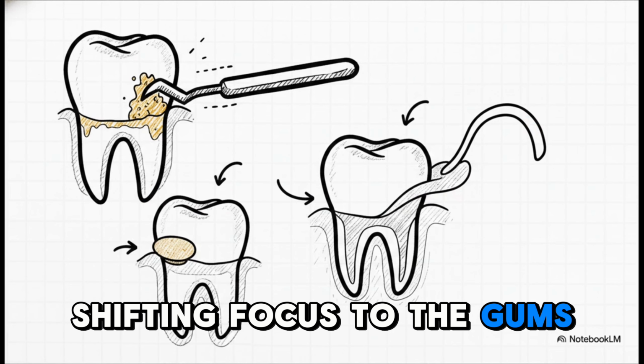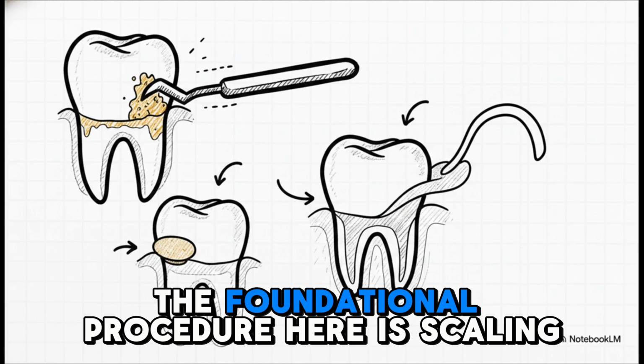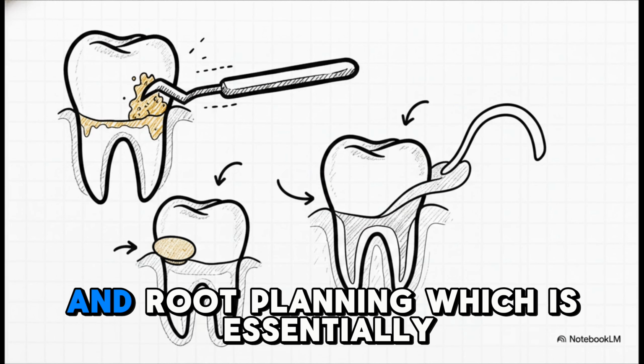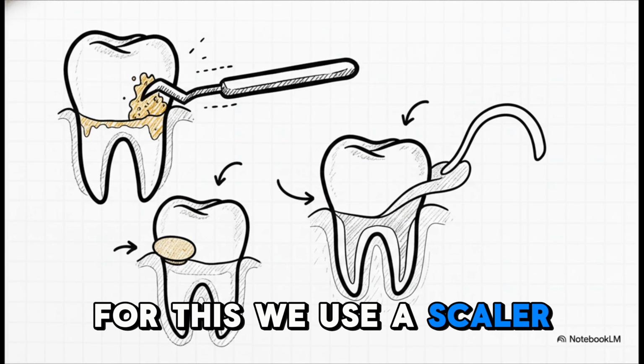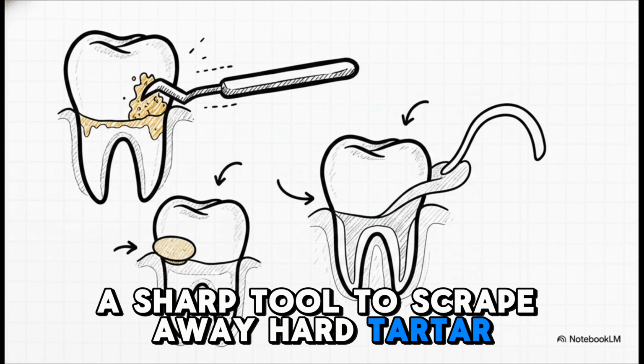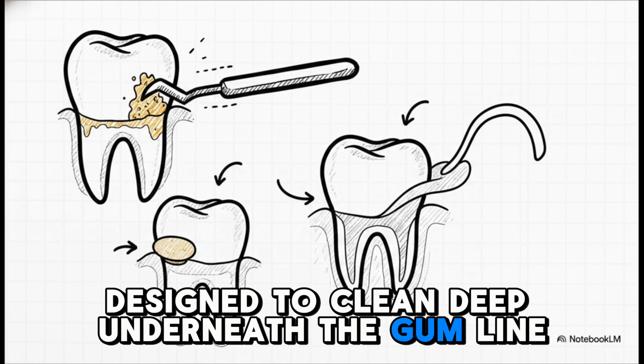Shifting focus to the gums and bone, we enter the world of periodontal terms. The foundational procedure here is scaling and root planing, which is essentially a very deep cleaning of the gums and roots. For this, we use a scaler, a sharp tool to scrape away hard tartar, and a curette, which is specifically designed to clean deep underneath the gum line.